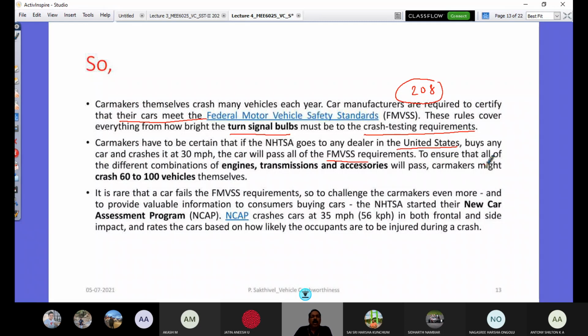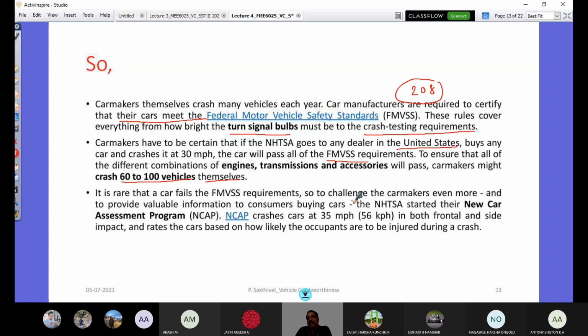To ensure that all of the different combinations of engine, transmission, and accessories will pass, car makers might crash 60 to 100 vehicles themselves. So they have to do many crash tests so that they get consistency of the worthiness of the vehicle. It is rare that a car fails the FMVSS requirements.